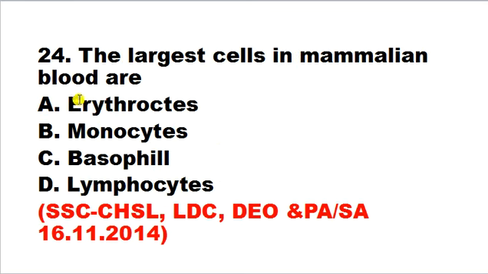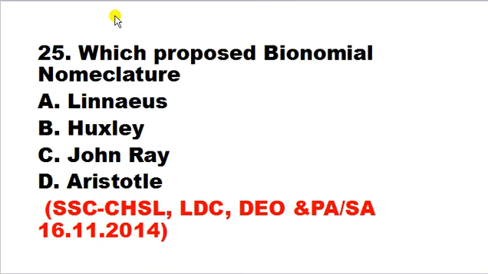The largest cells in mammalian blood are erythrocytes, monocyte, basophil, lymphocyte. So the largest cells in mammalian blood are monocytes. The size of a monocyte is 15 to 30 micrometers in diameter. It is the largest blood cell and it is also known as macrophages.